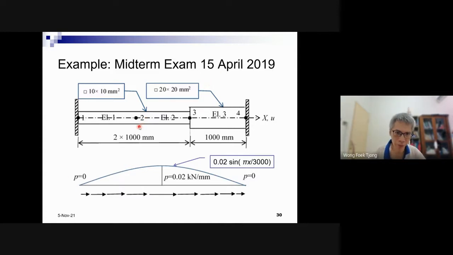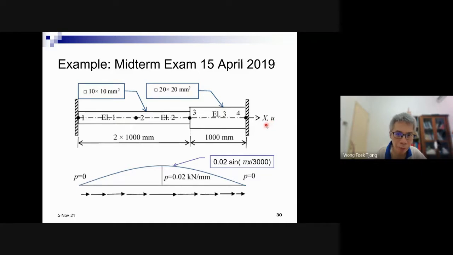Well, we have a bar fixed here, and the area is 10 by 10. This is a square cross section. This is also a square cross section, 20 by 20. This is 2 meters length. This is 1 meter length. This is the global coordinate system from here, 0 to here. The displacement in the axial direction is denoted by U.